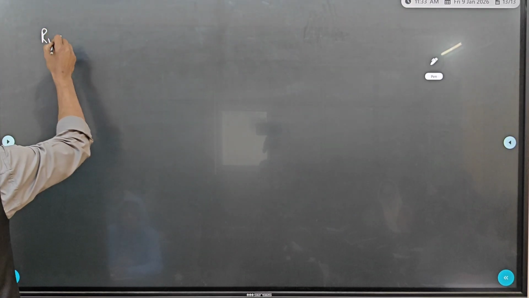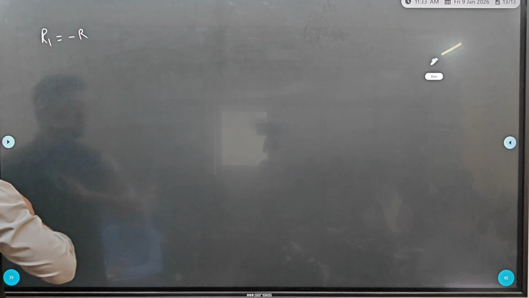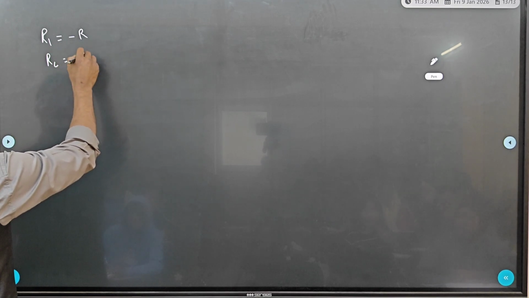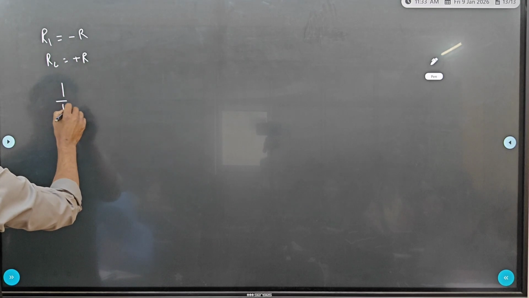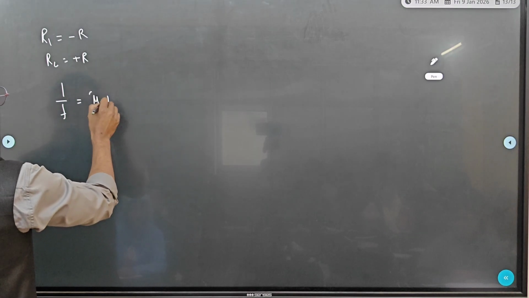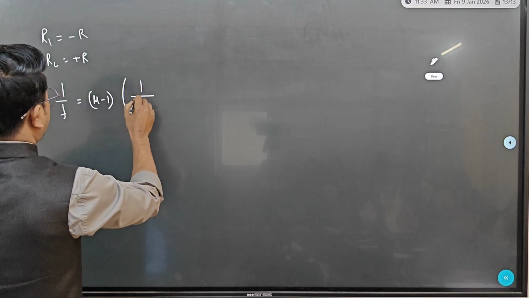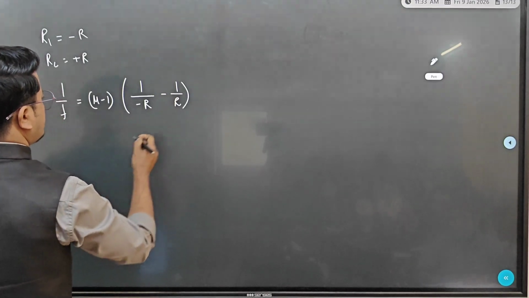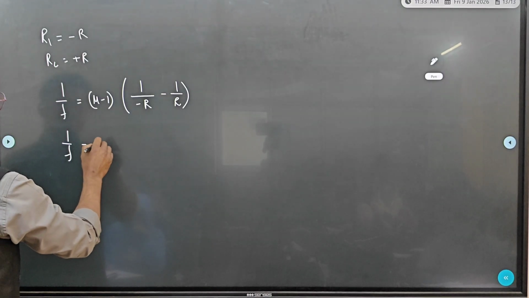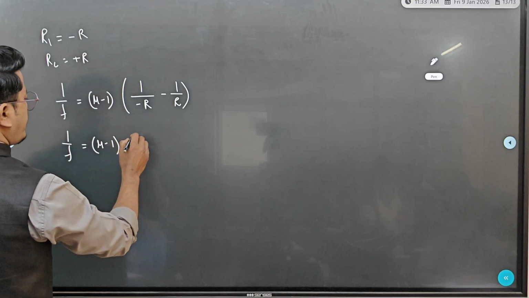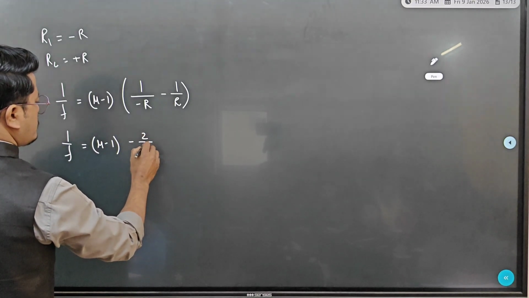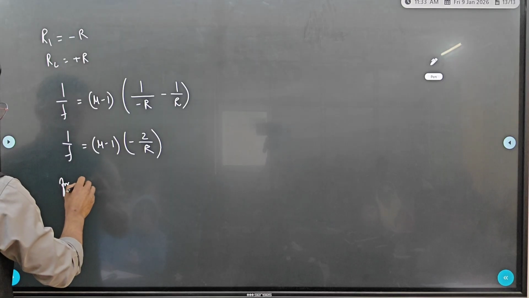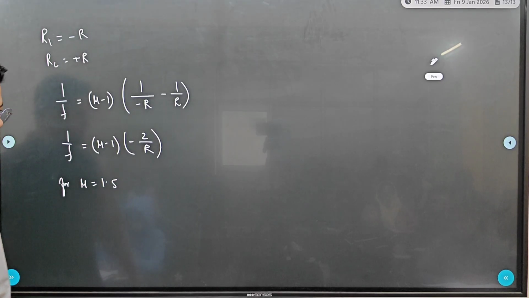R1 should be negative of R or not? R2 should be positive of R, right? So your 1 by F will be mu minus 1 into 1 by minus R minus 1 by R, right? So 1 by F will be your mu minus 1 into minus 2 by R, yes or no? Got it? For mu is equal to 1.5.